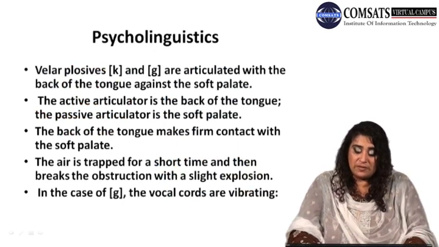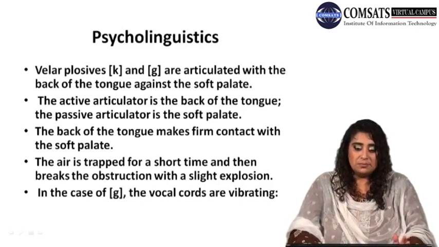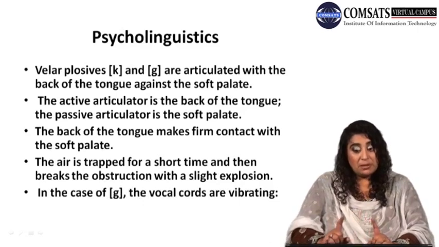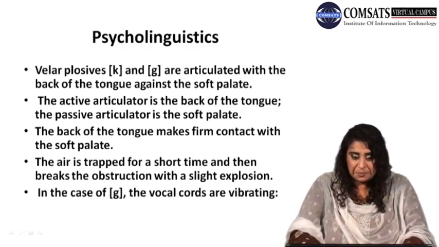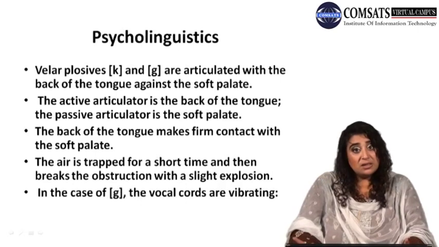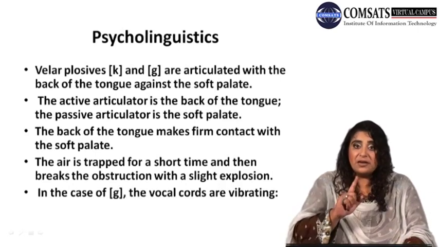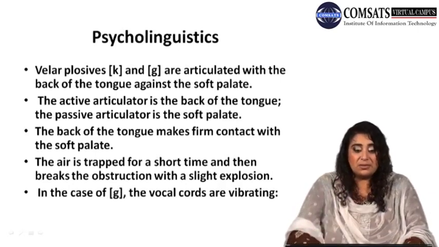Now, velar plosives, K and G, are articulated with the back of the tongue against the soft palate. So it's the back of the tongue touching the soft palate, the top, तालू जिसको बोलते हैं, ज़ुबान का तालू को टच करना, K, G, but front को नहीं, back वाले हिस्से को. The active articulator is the back of the tongue.